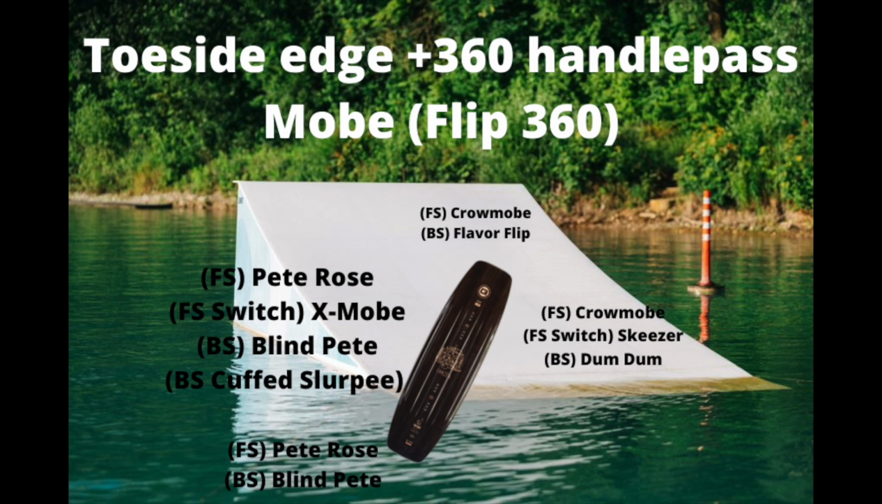And just like flips over your tail, your heel side edge will have the exact same tricks. So a front side 360 will be a Pete Rose. A switch front side 360 is called an X mob. And a backside 360 is called a blind Pete. And when you do a blind Pete in the cup position, it's called a Slurpee.